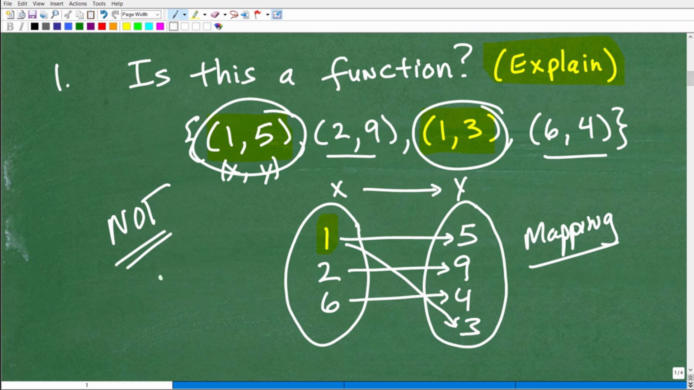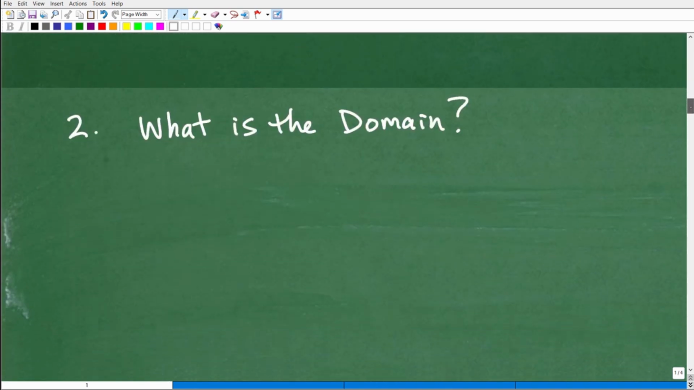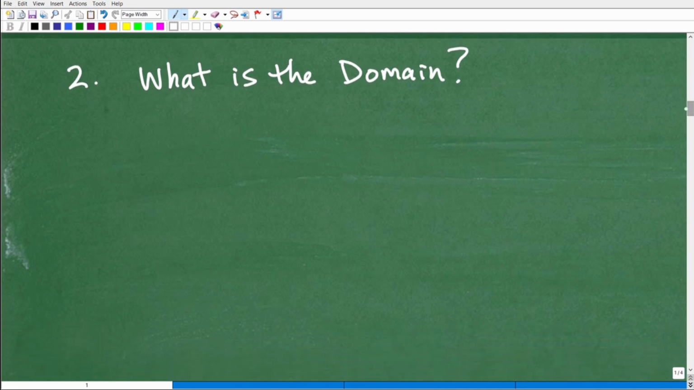And if you got this right, that's excellent. Very, very good. You're well on your way to doing pretty nicely on your functions test, but we're not done yet. Let's move on to this next question. What is the domain? In your own words, define the word domain. So again, this is another big word in the topic of functions.